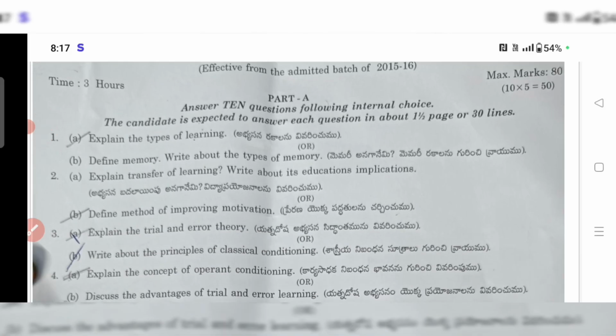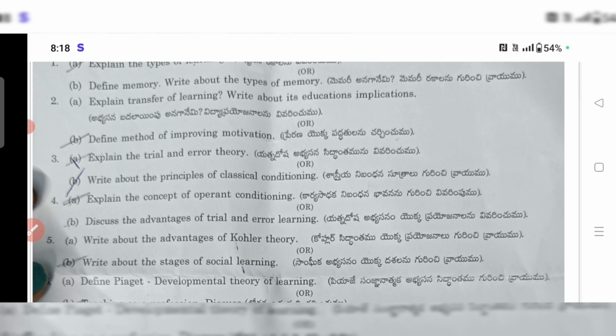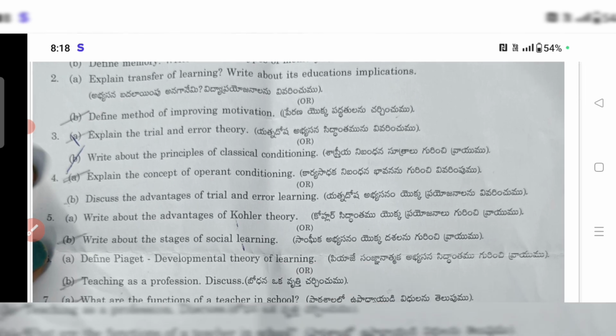So today I'm going to teach you all the learning and teaching of the second unit. Previously I made the first unit, and now I'm teaching all of the second unit. In the question paper of November 2024, you will observe the second semester learning and teaching question paper.